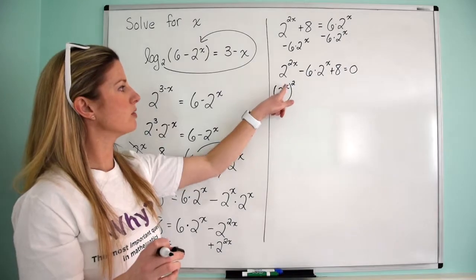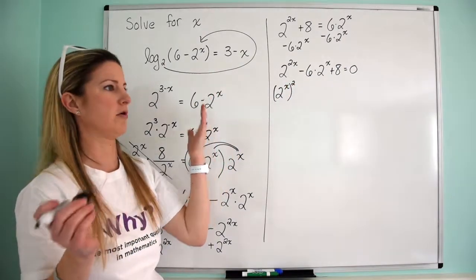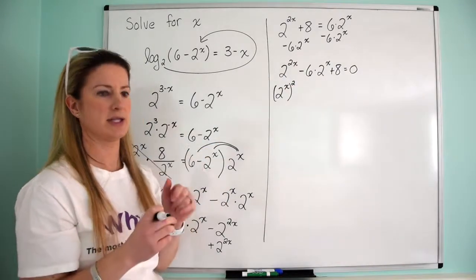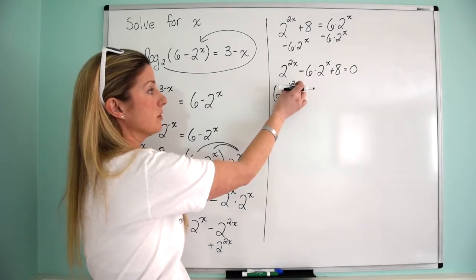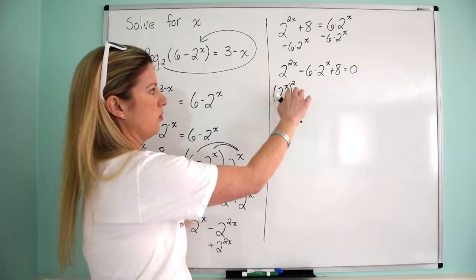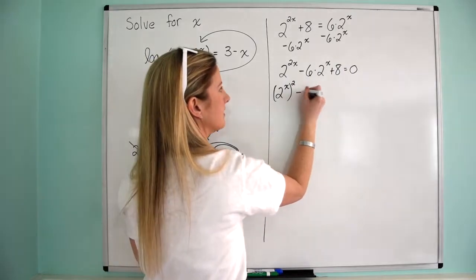Because remember, if we have 2 to the x and we raise it to the second or the third or the fifth or whatever, we multiply the exponents. Like here, when we're multiplying, we add, okay? When we're raising it, we multiply. So this would be 2 to the 2x. It's just another way to write it. And then look at this.